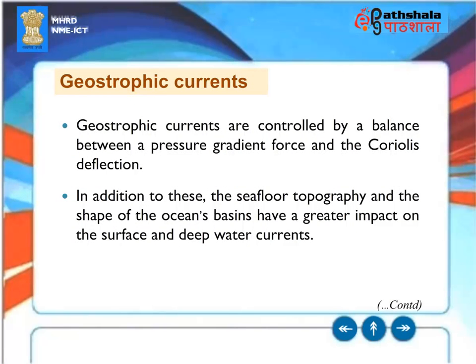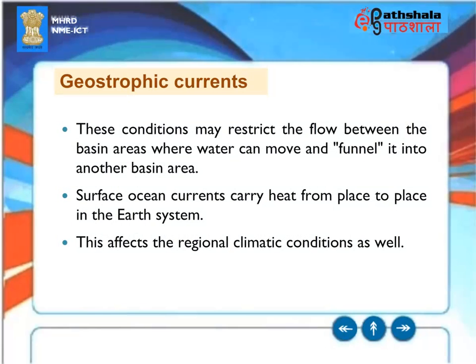Geostrophic currents. Geostrophic currents are controlled by a balance between a pressure gradient force and the Coriolis deflection. In addition to these, the seafloor topography and the shape of the ocean's basins have a greater impact on the surface and deep water currents. These conditions may restrict the flow between the basin areas where water can move and funnel it into another basin area.